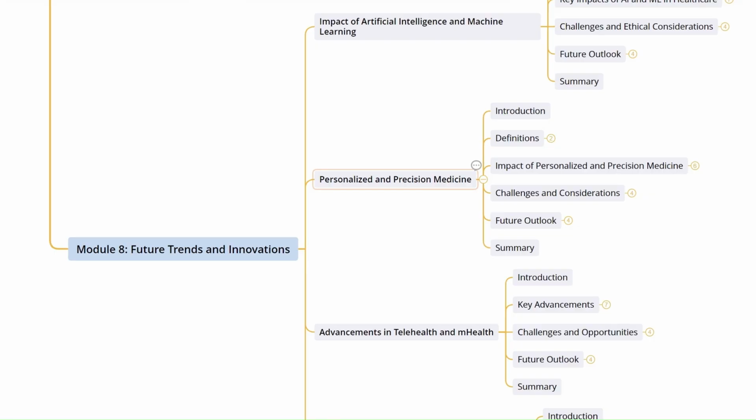This shift is driven by advances in sequencing technologies, data analytics, and bioinformatics, making it possible to customize health interventions on a per patient basis. As a result, healthcare is becoming more precise, patient centered, and effective, with treatments designed specifically for each individual's unique biological profile.